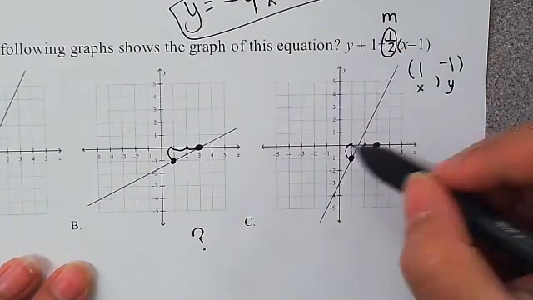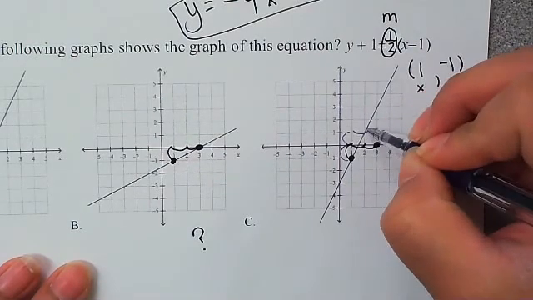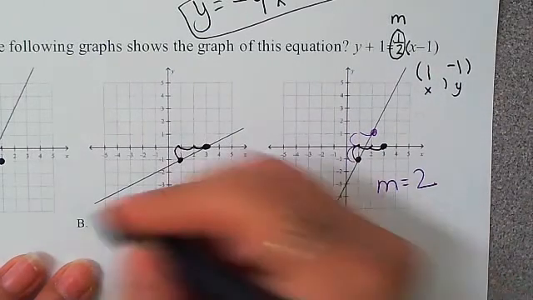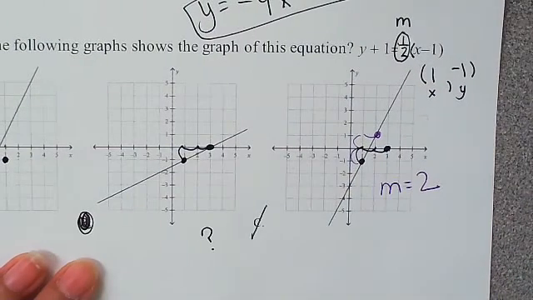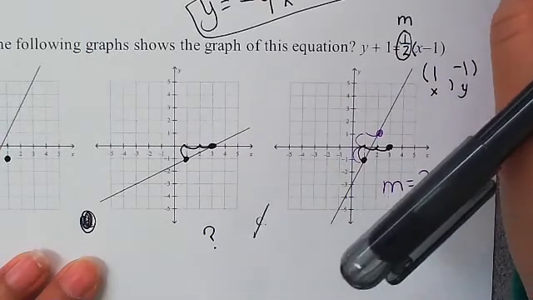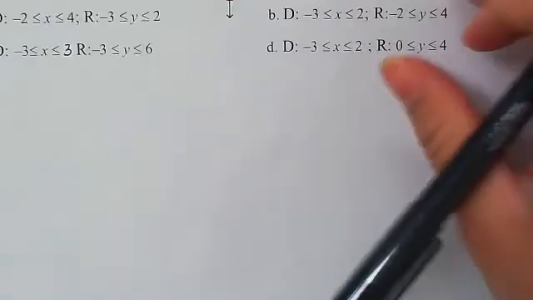Here, if I do rise 1, run 2, am I on the line? No. So this one doesn't have a slope of 1/2. This one actually has a slope of 1, 2 over 1. This one has a slope of 2. So it's not C, and it's B. Okay, keep that in mind.